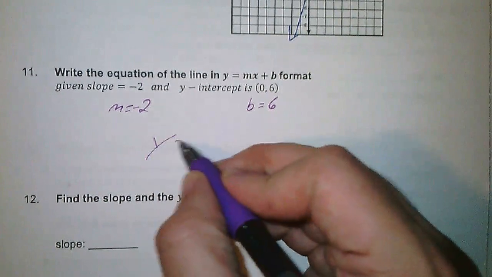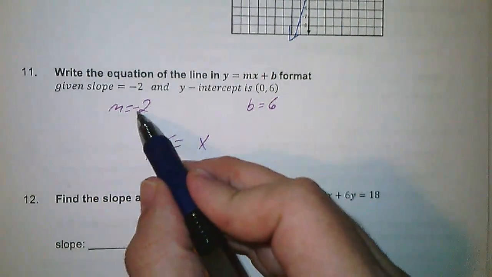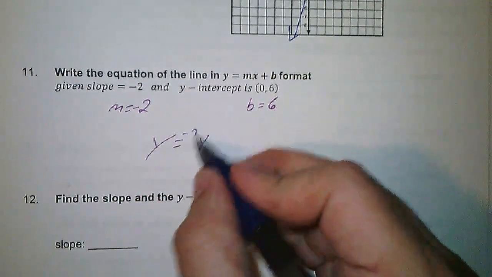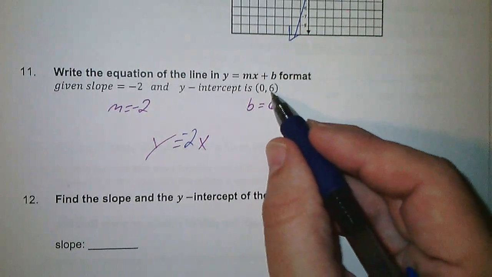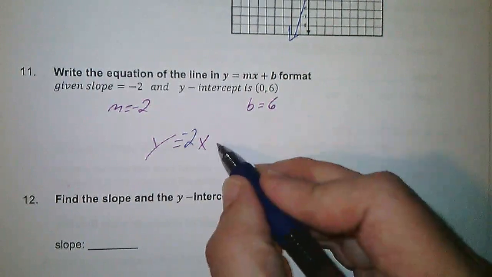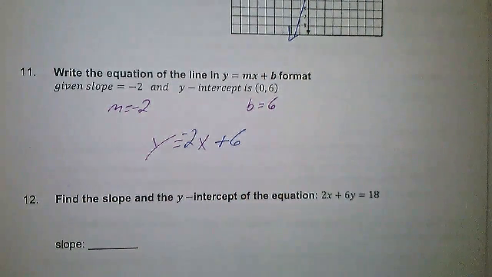Every equation of the line has a y and an x in it. The only parts that change are the m value and the b value. Now, since this is a positive 6, we put plus 6. If it were a -6, we would put -6.